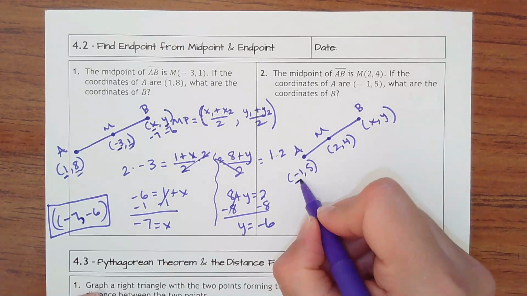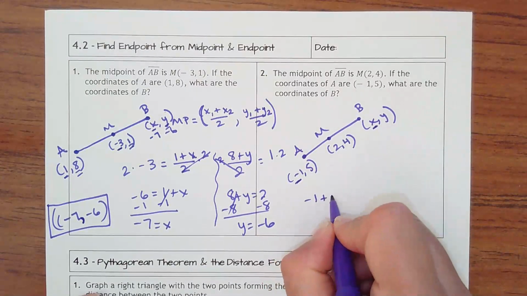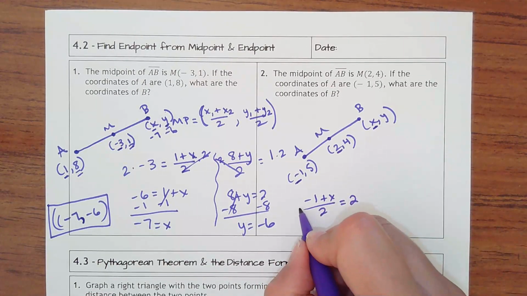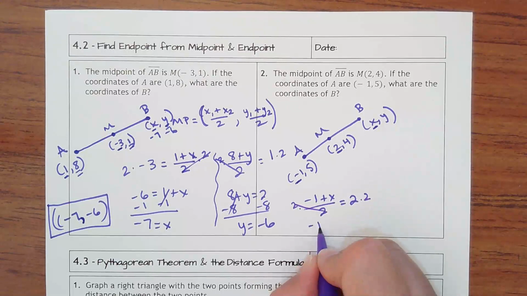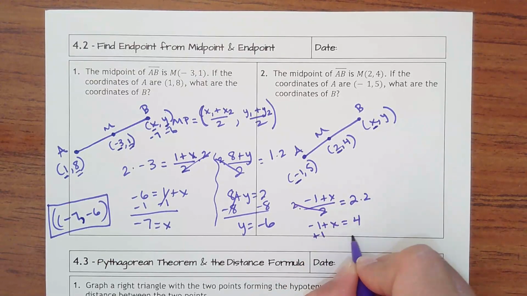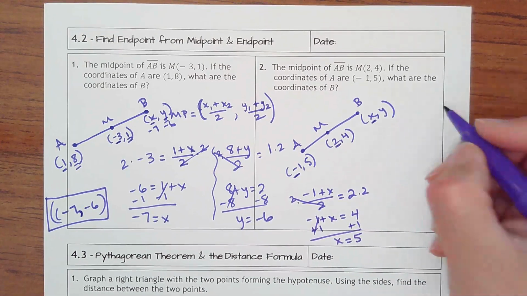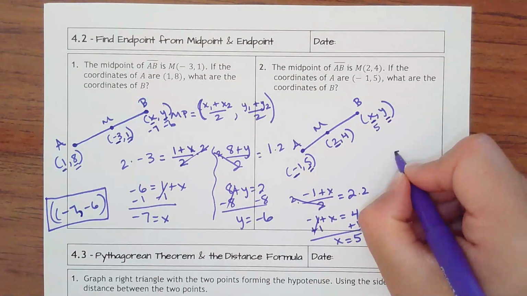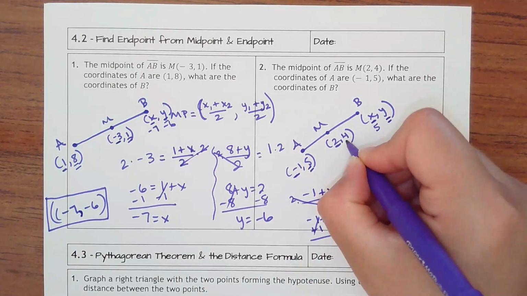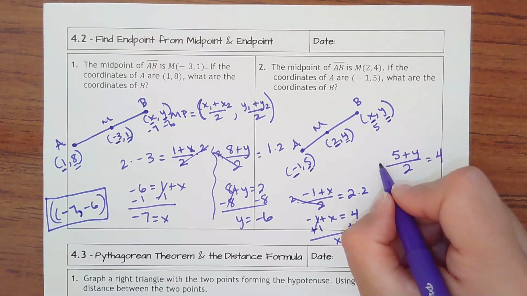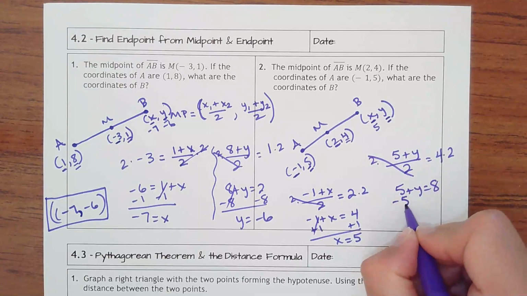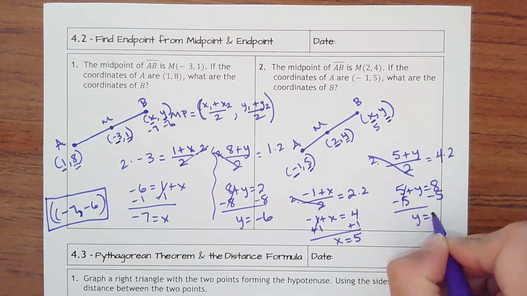Okay, so again, I'm saying that -1 plus some other x value got divided by 2 and made the middle be at 2. Multiply by 2, 4, add 1. Okay, and then do the same thing for the y. So it would be 5 plus some y value got divided by 2 and made 4. Multiply by 2, get 8, subtract 5, y is 3.